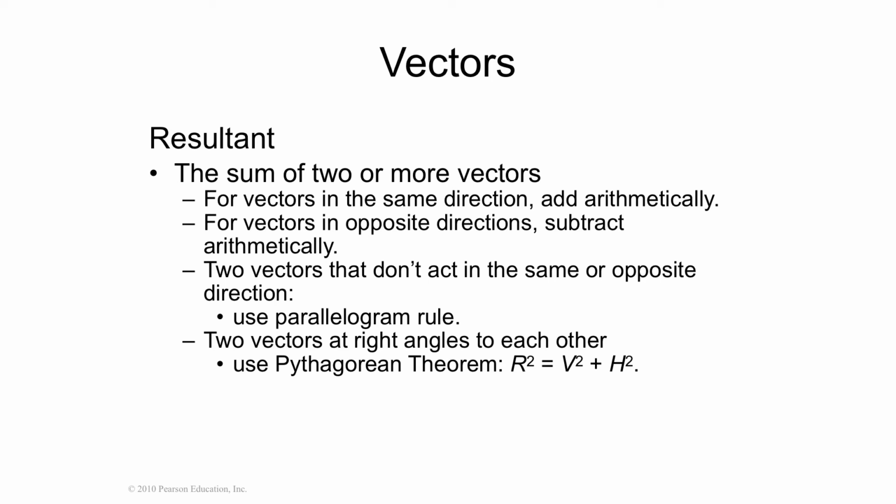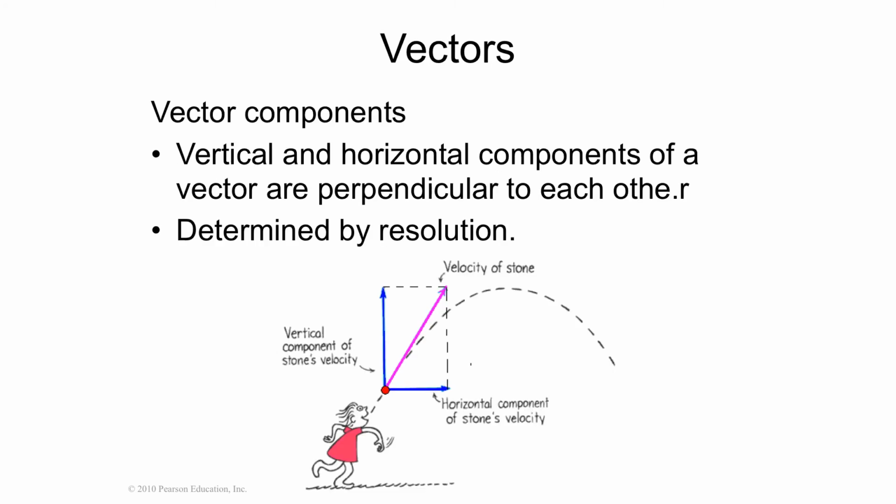You're essentially going to build a right triangle, and you can use Pythagoras' theorem from math class, a squared plus b squared equals c squared, to find the vector resultant.